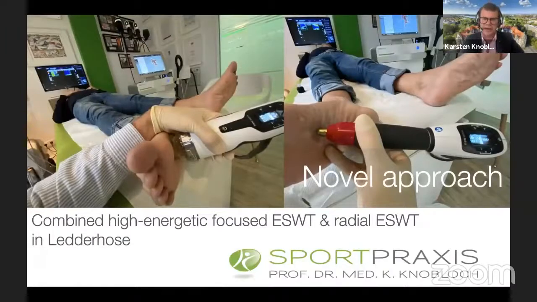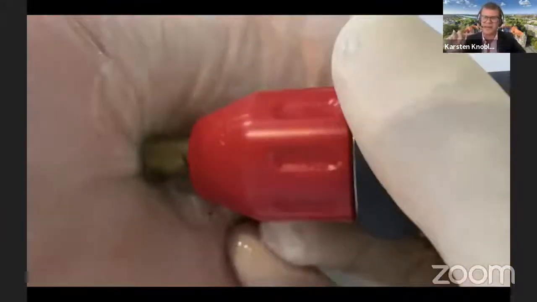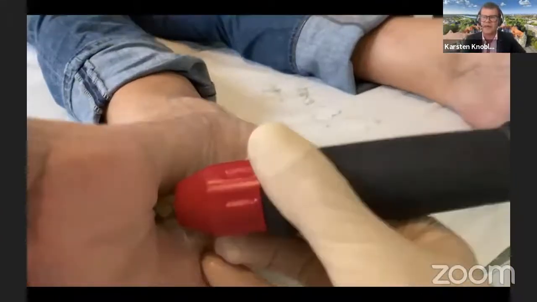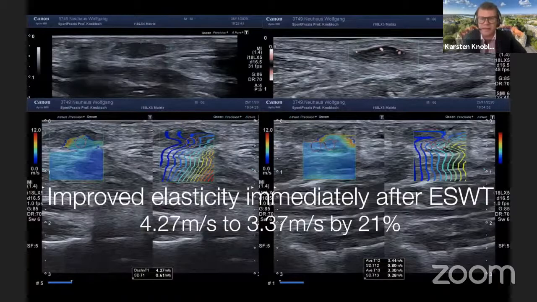And I now combine focus shockwave, high energetic, with a special acupuncture applicator in Lederhose disease, which you see on the right-hand side. You see her now in a video. After focus shockwave, I use this T10 acupuncture with some 0.8, 1 bar with 8 hertz afterwards. And I saw immediately an improvement in elasticity measured by shear wave elastography. So by quantitative measure, I see an immediate change in the stiffness of a given nodule.